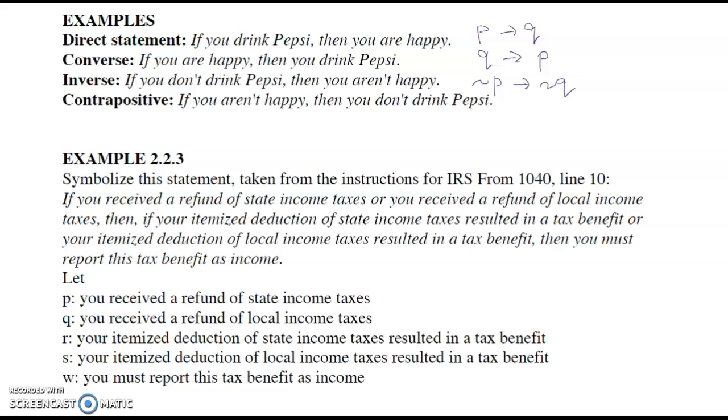And the contrapositive is if you're not happy, then you don't drink Pepsi. So if not Q, then not P. And again, please note that as we've seen in our proof, the direct statement and the contrapositive are always going to have the same result value. Either the statements are going to be true or false.